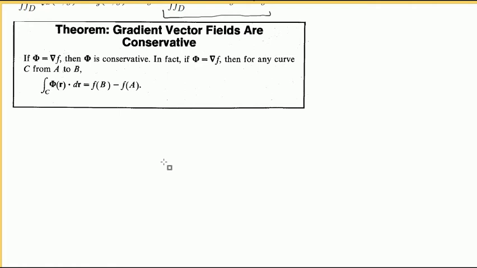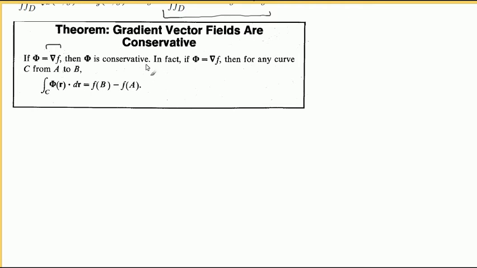Theorem. Phi is a vector field and is a gradient vector field of f. f is called a scalar function. Your input is a position vector, but your output is a scalar. But if you do this operation, the gradient operation, then it becomes a vector field. Then they're claiming that phi is conservative.